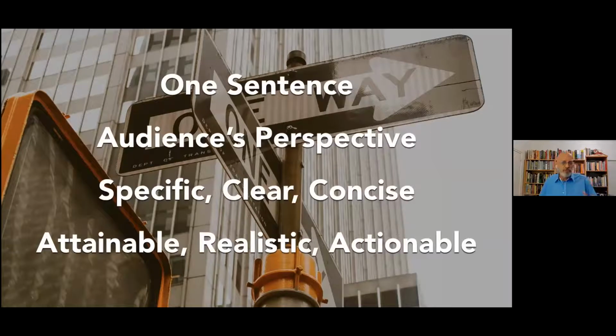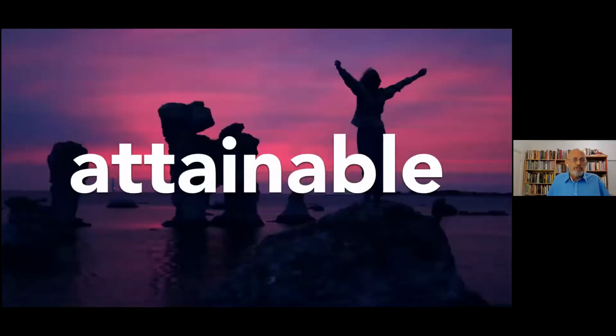Now, the first 3, I think, are pretty easy to understand, right? 1 sentence, okay? From the audience perspective, specific, clear, and concise. I think those things are understandable. But I wanted to spend a few minutes explaining the other 3, okay? And here they are. Something that is attainable means it's able to be achieved or accomplished or attained, that you can succeed in getting or doing something. Now, if you tell someone you want to fly to the moon with your arms, well, that's not attainable. So that's not a realistic purpose for a speech.